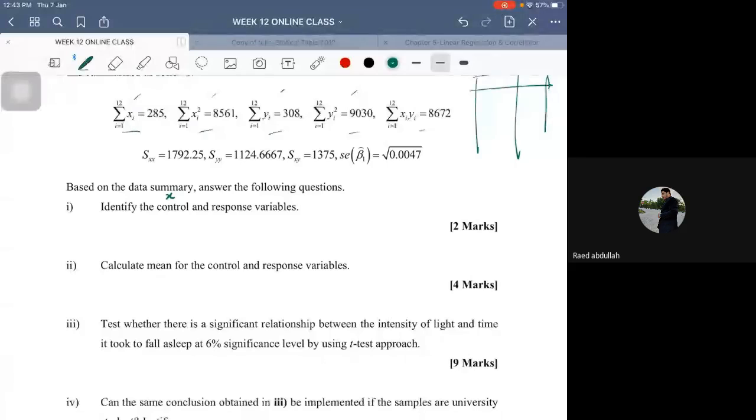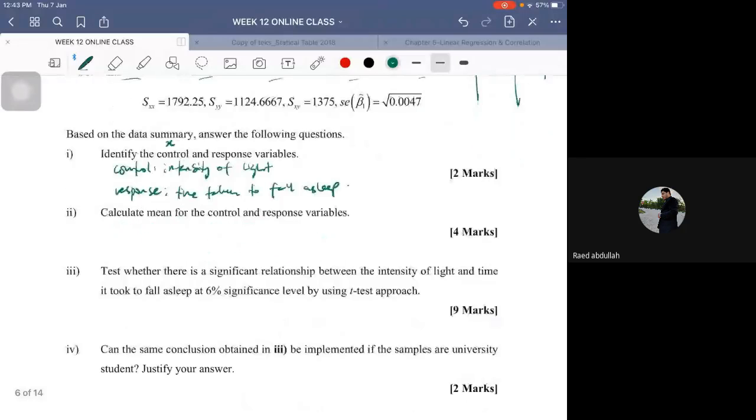It's known as the independent variable. It has so many names, but it's actually referring to the same thing. So the control variable for this case is going to be intensity of light. And the response variable for this case is going to be the time taken to fall asleep. So that is going to be our x and y variable.